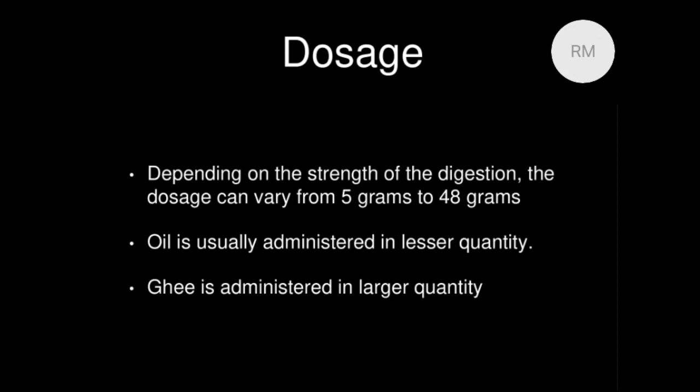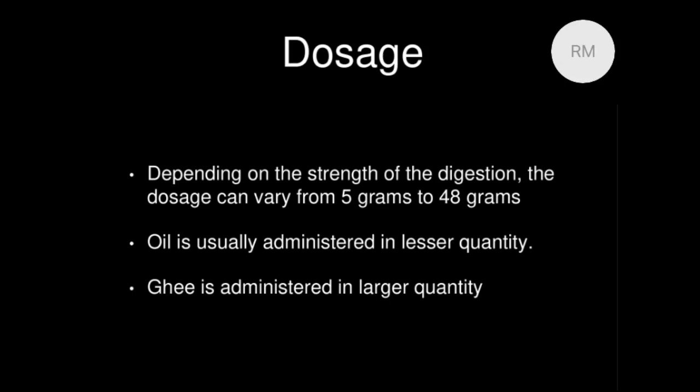So I hear that none of you are using medicated ghee. Is anybody administering or using it? Medicated ghee or even plain ghee? I guess no.